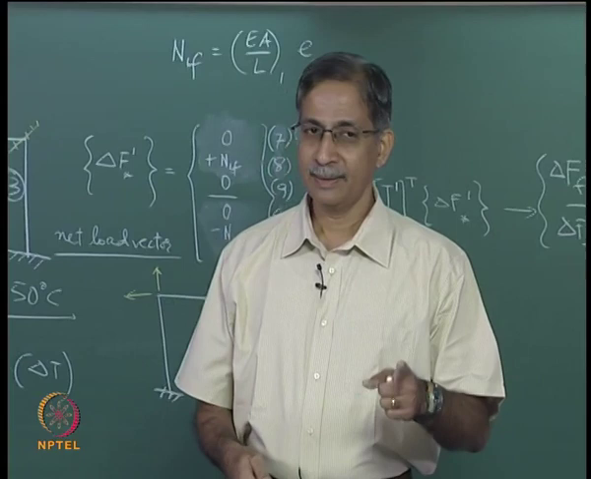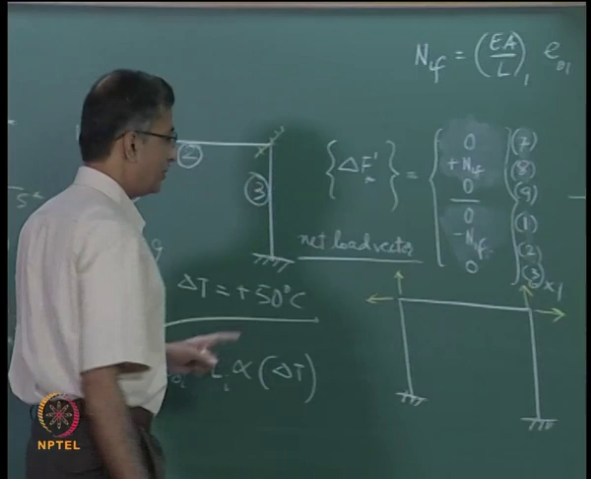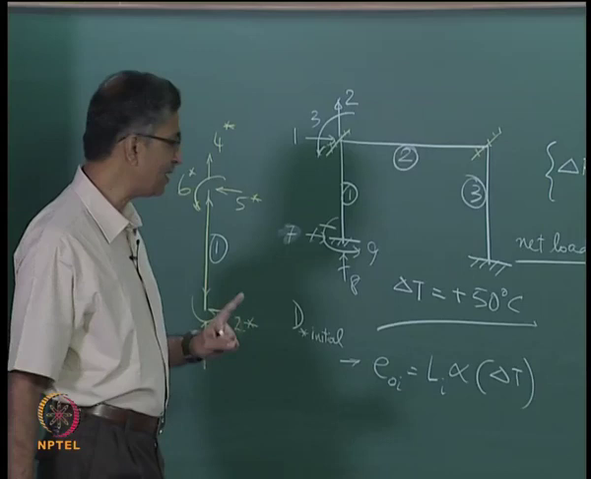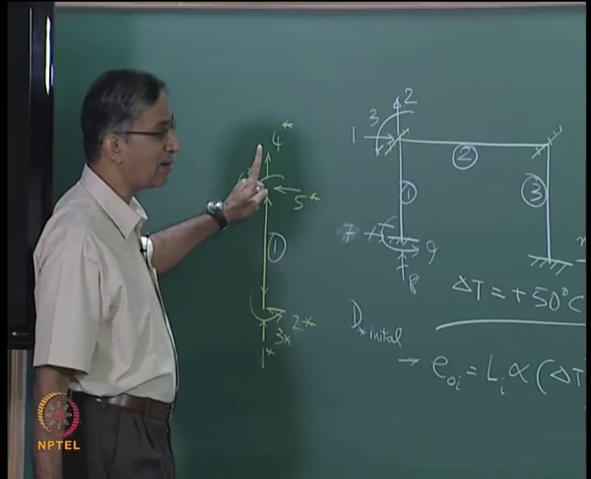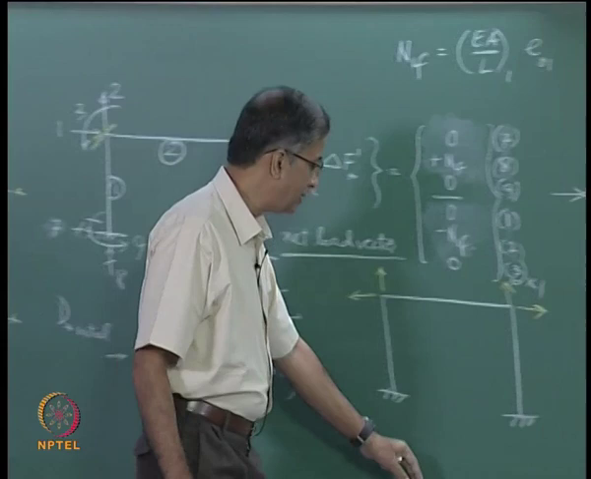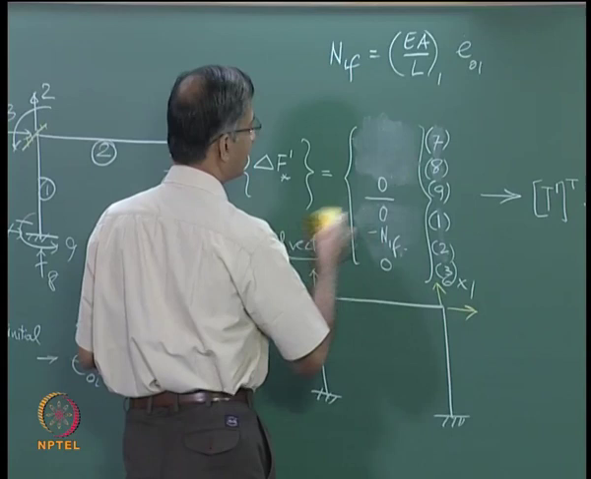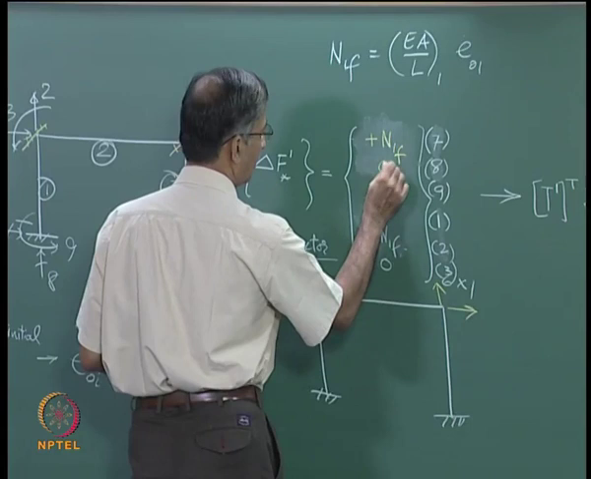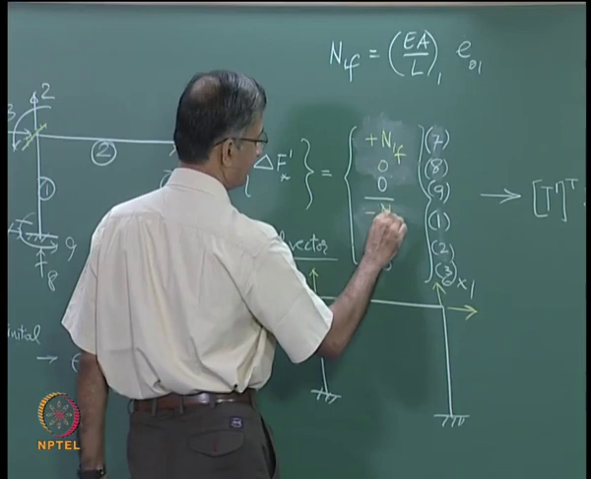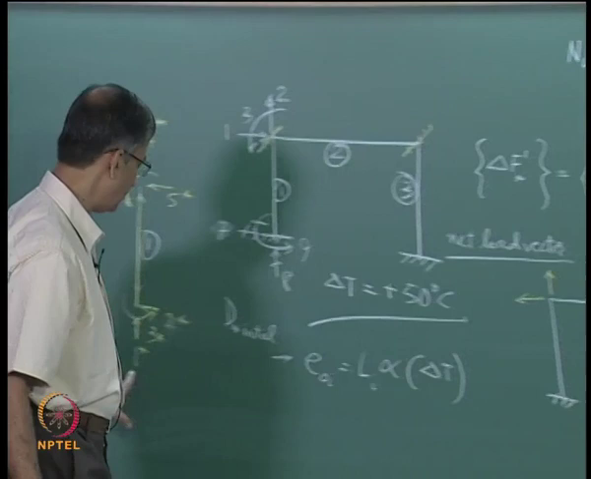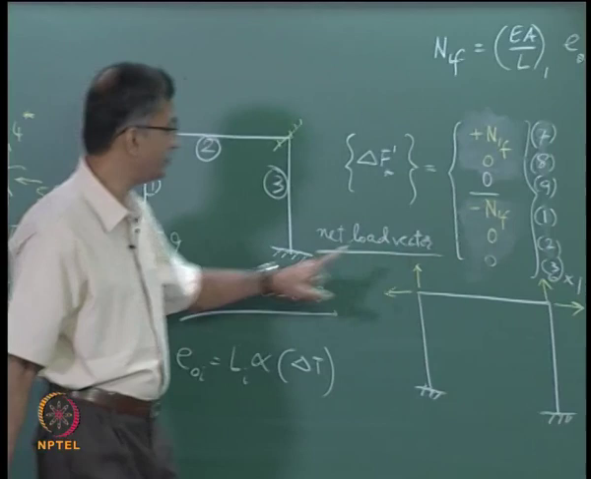Yes, I'm glad you raised this point. You are right. We have to correctly put the linking coordinates. As far as the element is concerned, 1 and 4 are always actual degrees of freedom. So you are right, this should find a place here, and this here. Because this corresponds to 1 star, this corresponds to 4 star, and this incidentally is F star F.